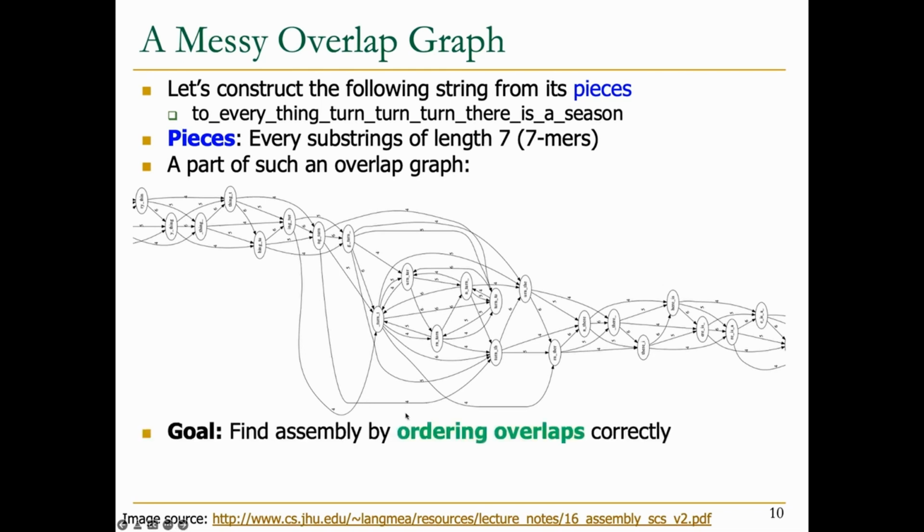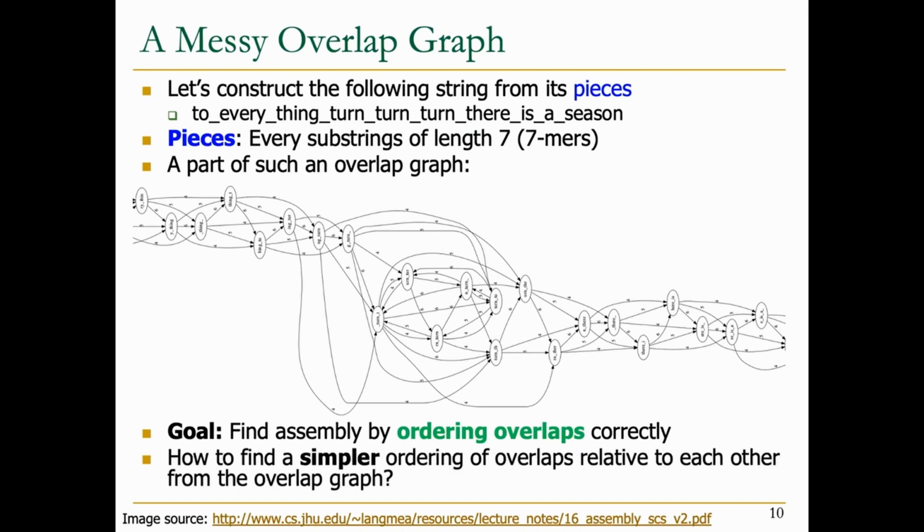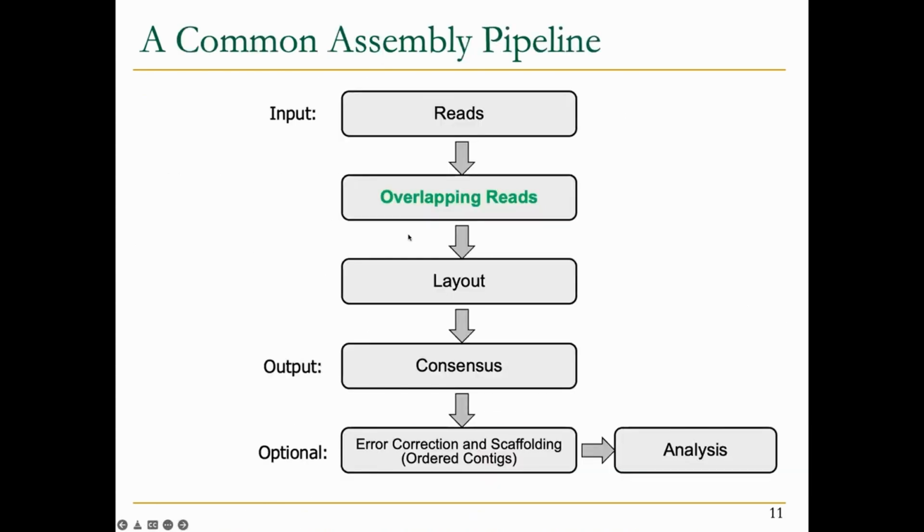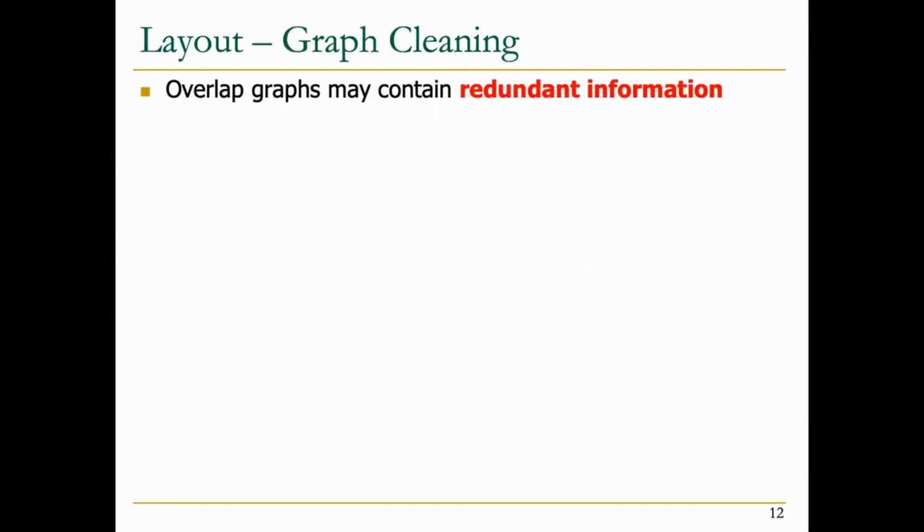So our goal is to find an assembly by ordering overlaps correctly. That's very important. We want to start from the correct region. We want to find the ordering of overlaps also correctly. Another thing, we want to make it as simple as possible. So how do we find a simpler ordering of overlaps relative to each other from the overlap graph? Here comes the layout step to achieve this goal. So I'll now quickly talk about the layout step.